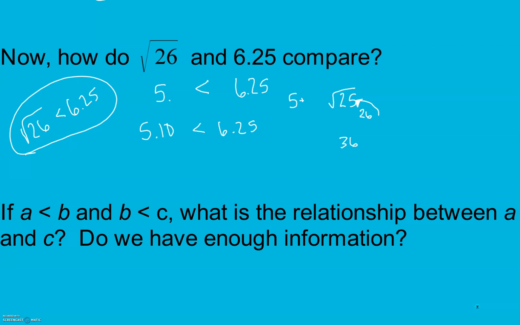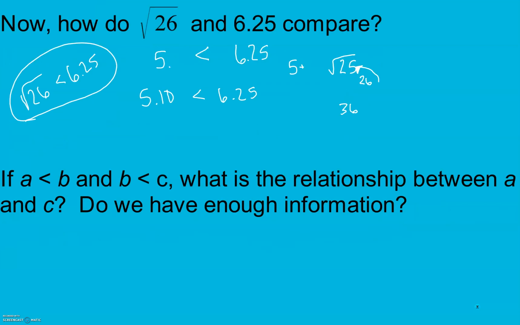Now, if A is less than B and B is less than C, what is the relationship between A and C? First thing you want to do is figure out, do we have enough information? And yeah, we do. If A is smaller than B and B is smaller than C, then A has to be smaller than C. A is less than C. If you're not sure, pick some numbers and plug them in.